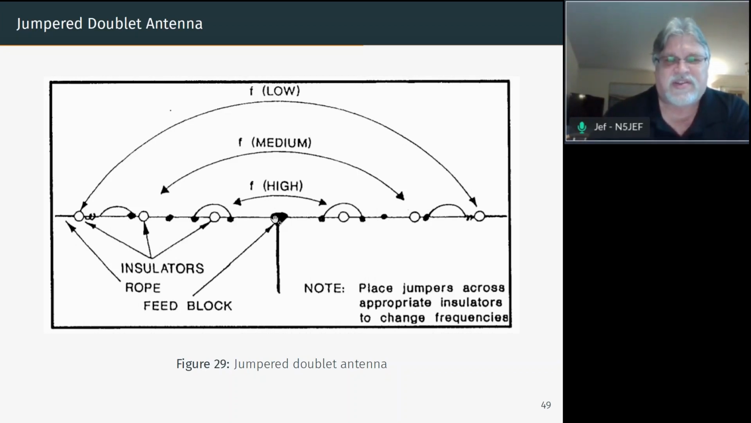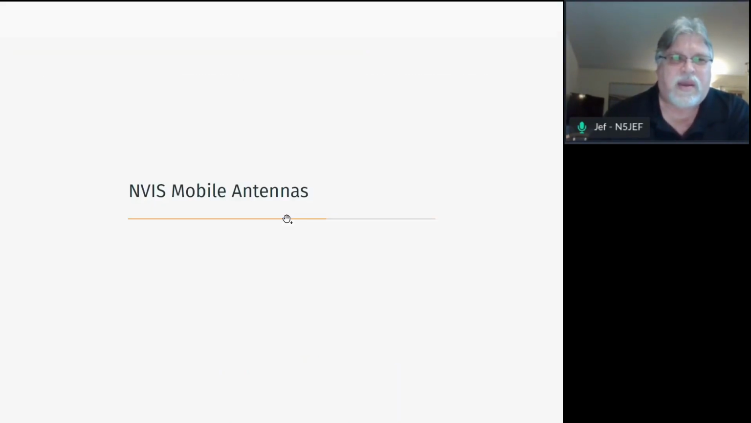Probably a better solution is to use ladder line and have a tuner down on the ground. Then you don't have to worry about the jumpers. Okay, and the last antennas that we'll look at are NVIS mobile antennas.